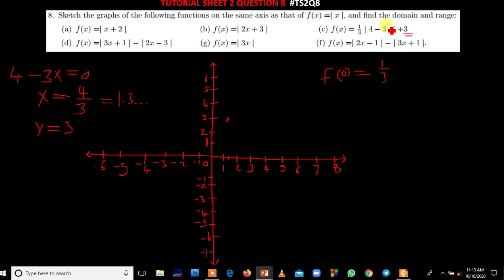Then when you put 0 where there is x, negative 3 times 0 will be 0, plus 4 there, you get 4. So we're going to have 4 times 1 over 3, we still get 4 over 3, and then plus these 3 outside. So when you add this, it's going to give you 9 plus 4, you get 13 over 3.